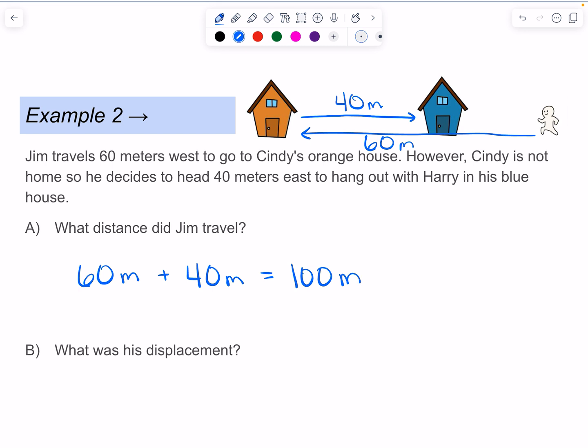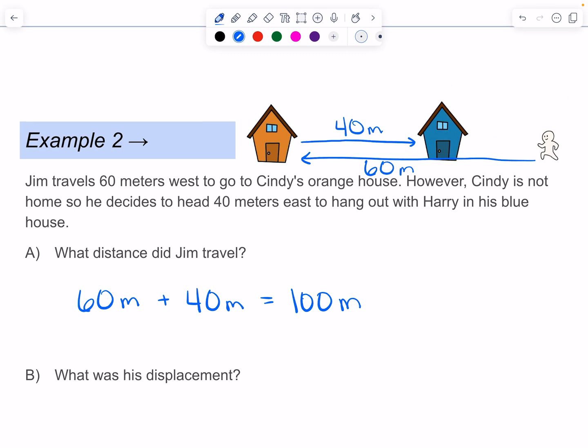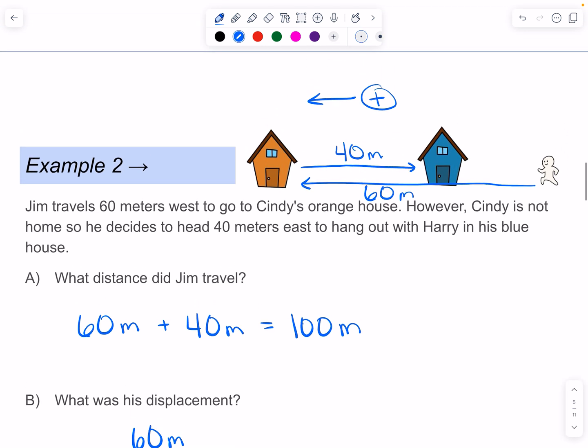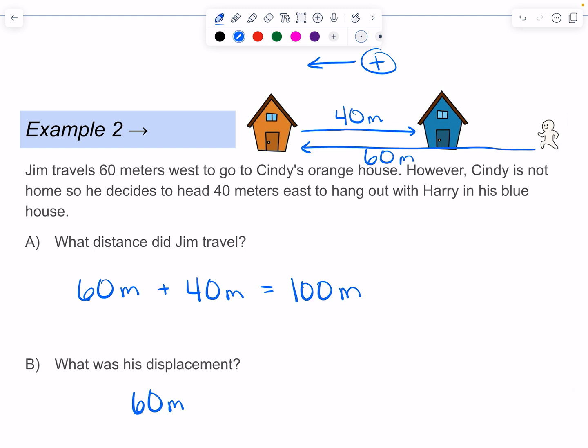For displacement, remember, direction is important, so we have to assign one direction to be positive. It's usually a good rule of thumb, whichever direction or whichever motion is mentioned first, let's make that positive. So let's make the left positive, right? Which means he traveled 60 meters in the positive direction and then 40 meters backwards or in the negative direction, giving him an overall displacement of 20 meters in the positive direction.